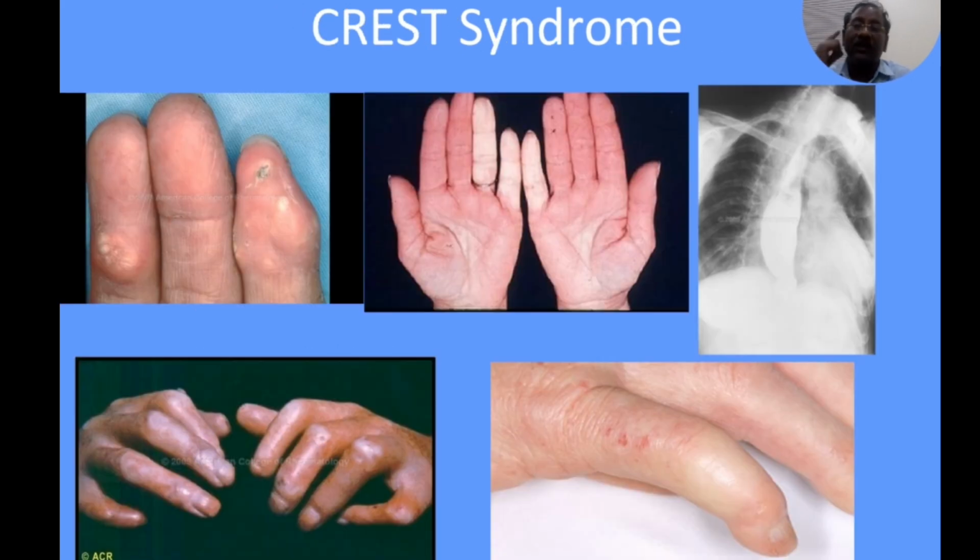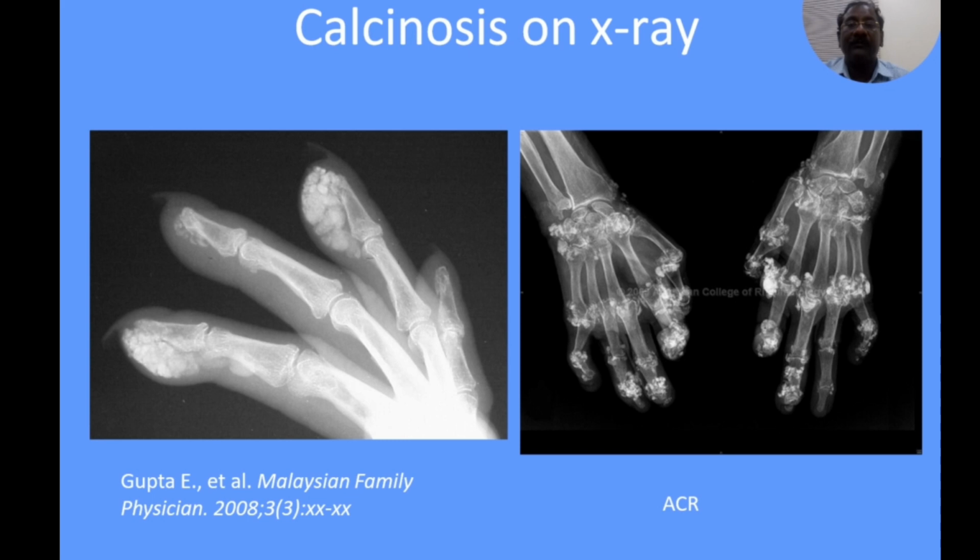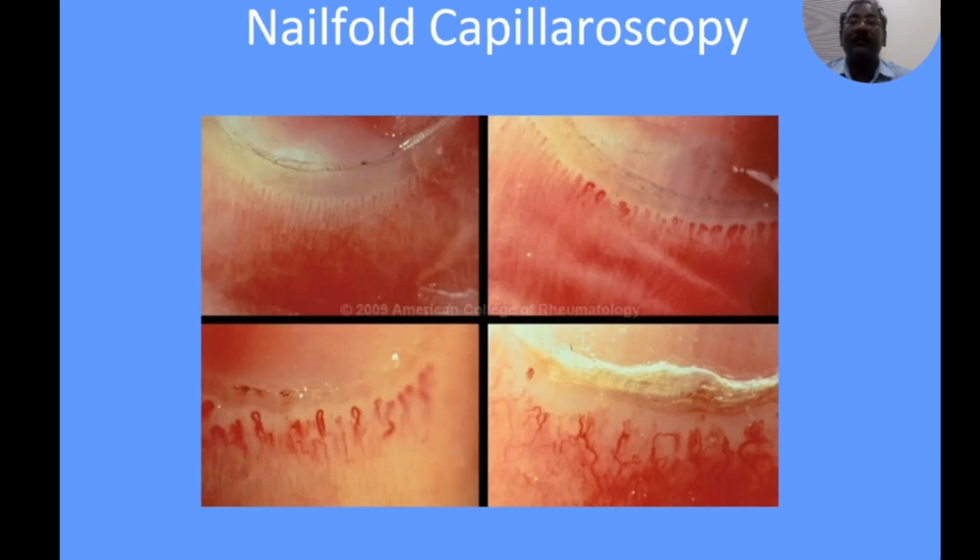So this is the CREST syndrome: calcinosis on the fingers, Raynaud's phenomenon here, and esophageal dysmotility. Here the telangiectasia, and then sclerodactyly. So this is the calcinosis, very common in limited scleroderma, not in the diffuse scleroderma. Here, the nail-fold capillaroscopy.